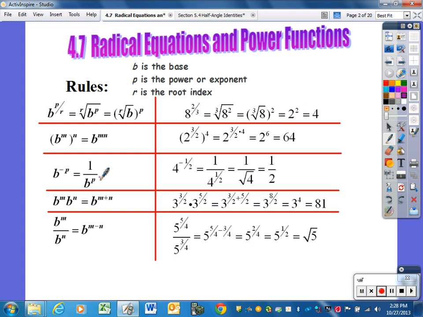When I am multiplying two of the same bases, I add the powers. When I am dividing the same bases, I subtract the powers. We are going to spend a little time working on a few more situations with these roots and powers so that you can get more used to them.